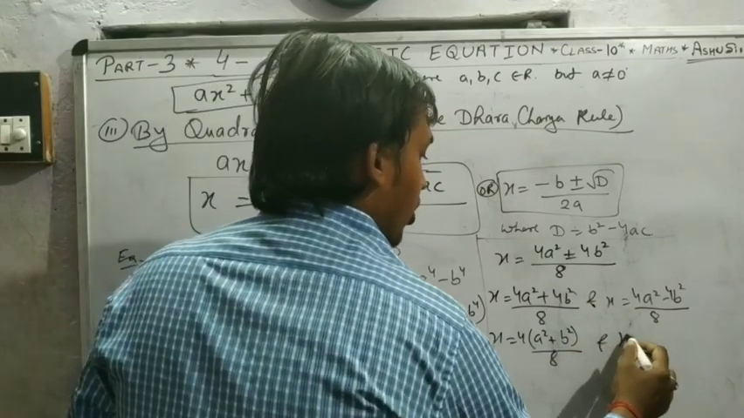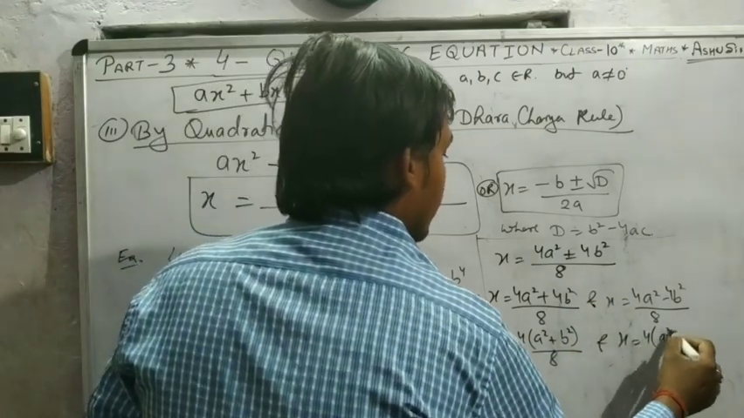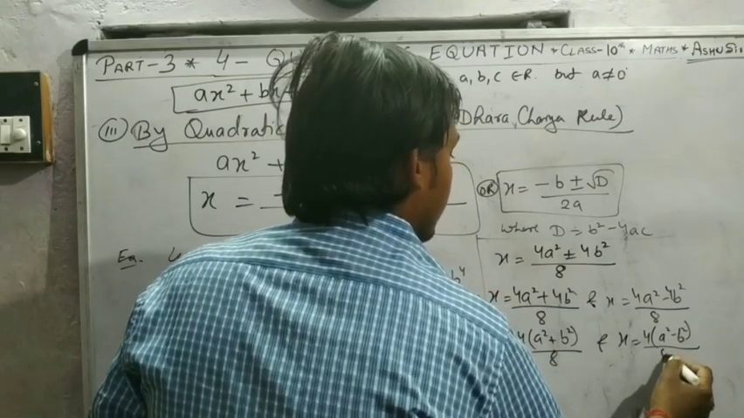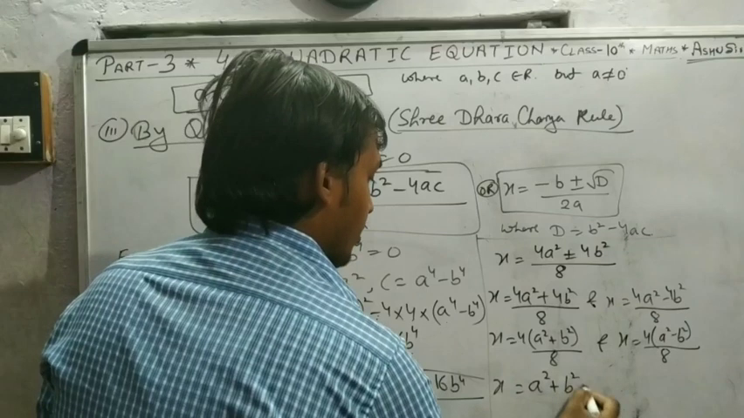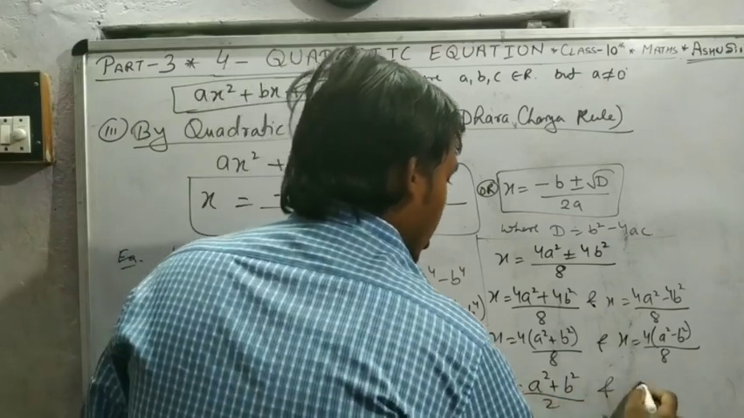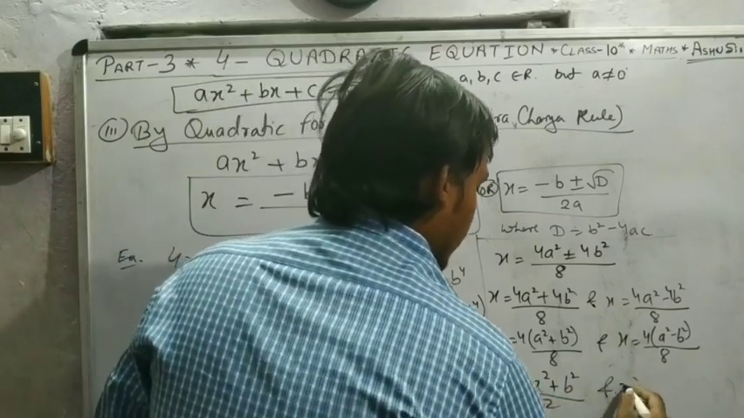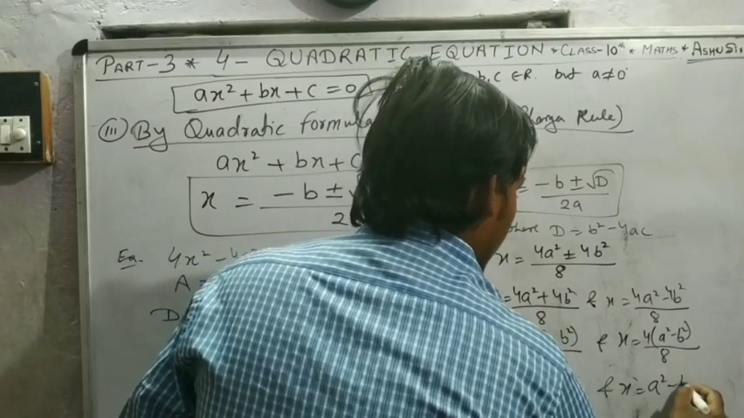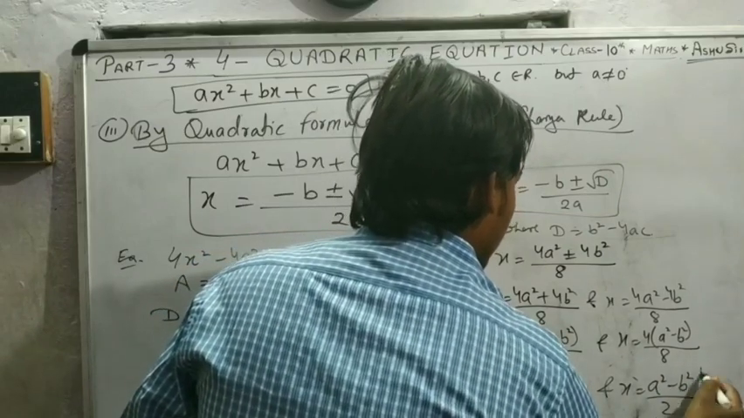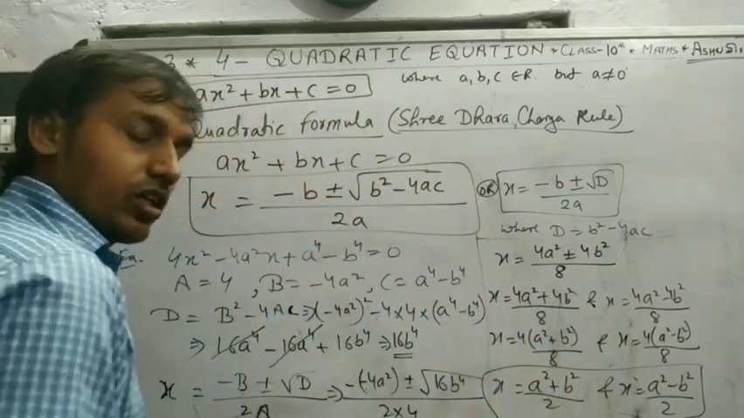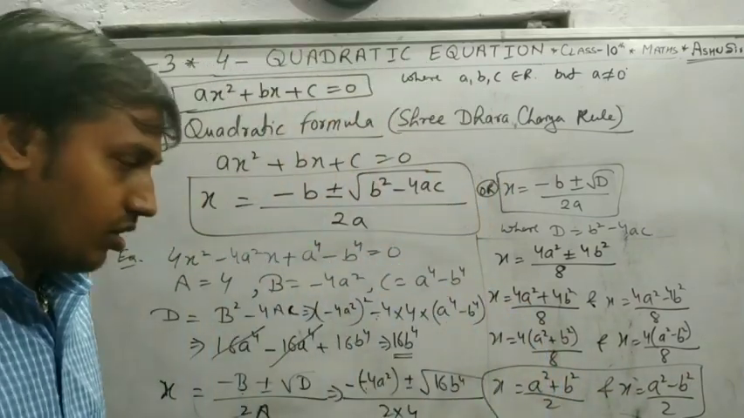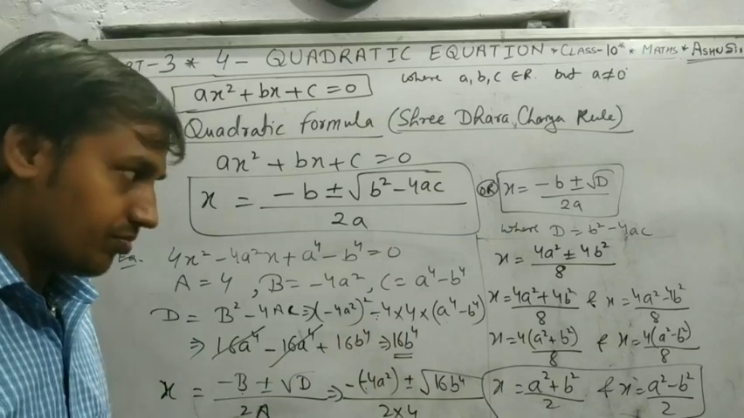Here also 4 is common. So, a square plus b square upon 2, and a square minus b square upon 2. That is the two roots of the quadratic equation. Okay. Pause the video. Note down.